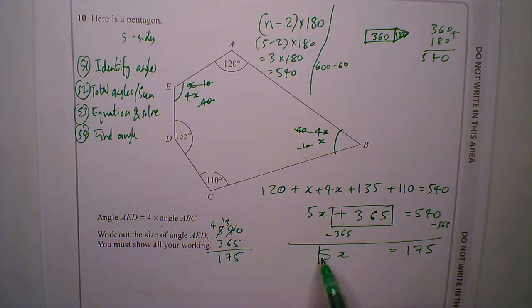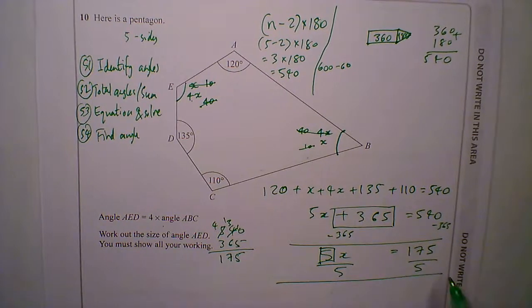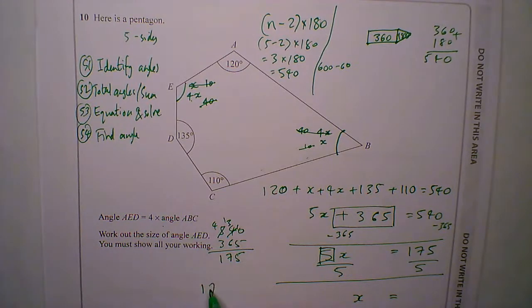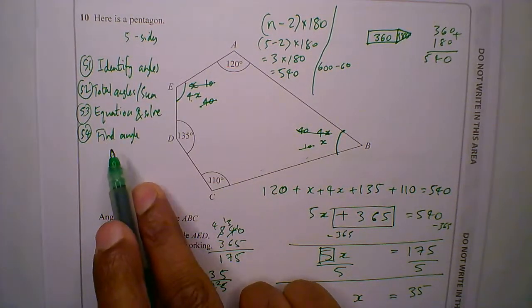And now I can divide by 5 both sides, x equals 175 divided by 5. This working out I'm going to do by the side again. 175 divided by 5. 5 does not go into 1. 5 goes into 17 3 times, remainder 2. 5 goes into 25 5 times. So that is 35. Now I've found out what x is. Now step 4 is to find the angle.